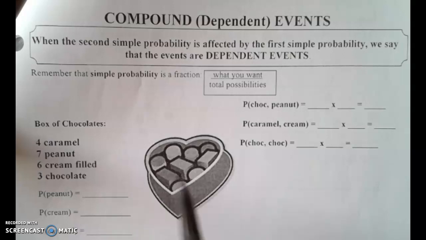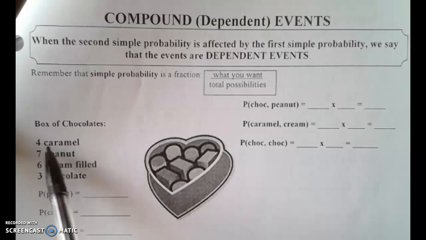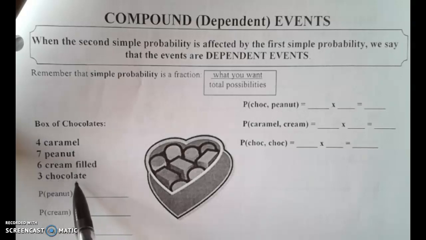And so what we're going to do is a few examples. We're going to use a box of chocolates, and in that box of chocolates, we have 4 caramel candies, 7 peanut candies, 6 cream-filled candies, and 3 chocolate candies. We're going to start by finding simple probabilities first, when you're looking for the probability of just one event. So we're going to find the probability of a peanut candy, a cream candy, and a caramel candy.